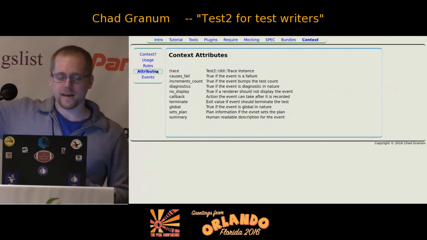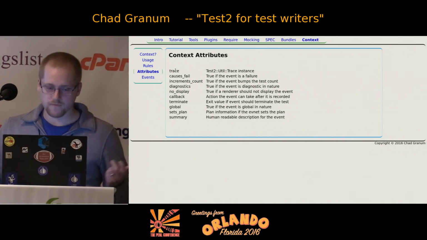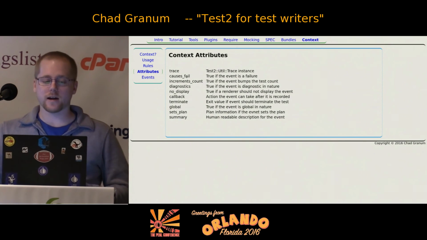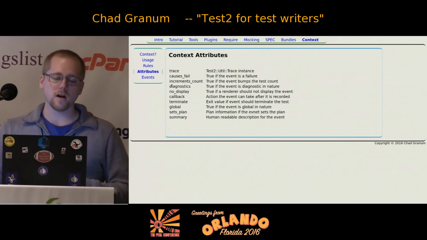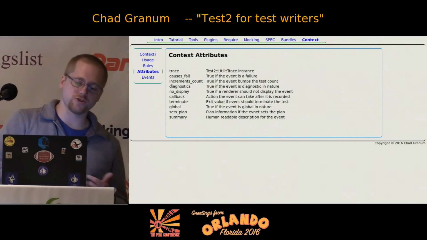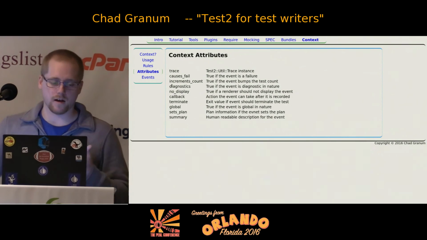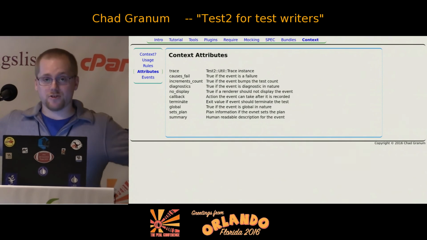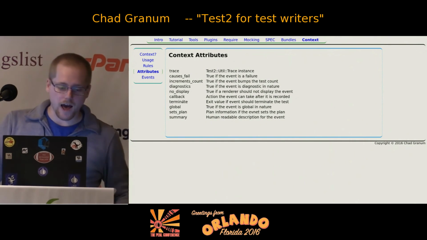Now, going back, here are all the attributes that an event has. It's got a trace, file, line number, all that; whether or not it causes a failure; whether or not it should increase the test count when it comes through; whether or not it's diagnostics in nature; should it be displayed; and should there be some behavior after it gets through the whole chain of event sending, terminate: should this one totally exit the test, like, I don't know, bailout.